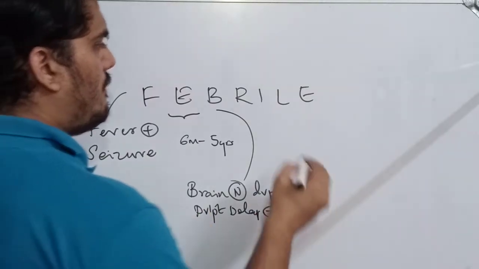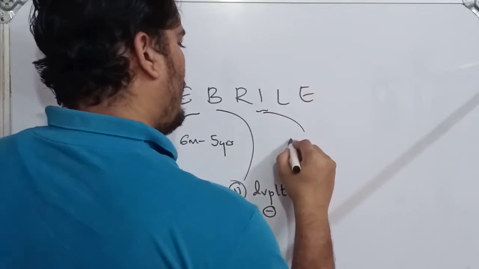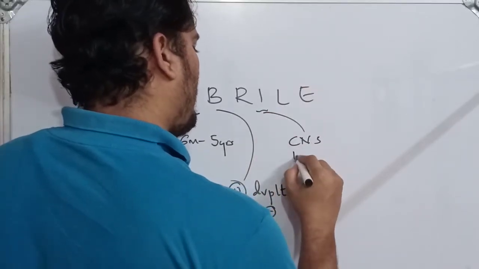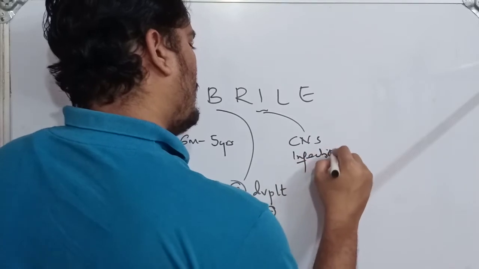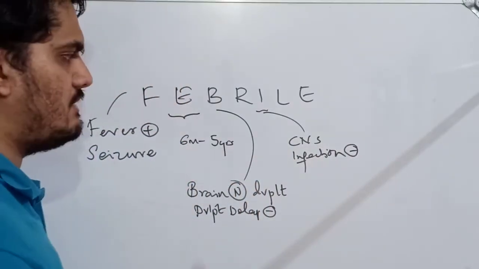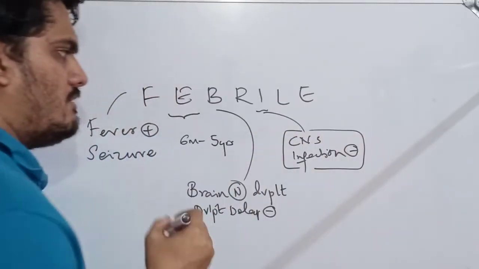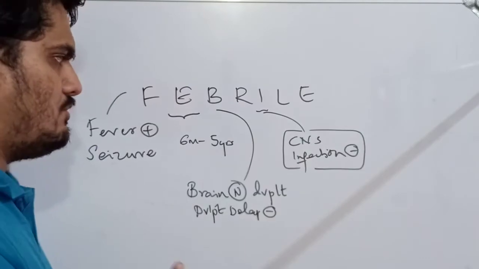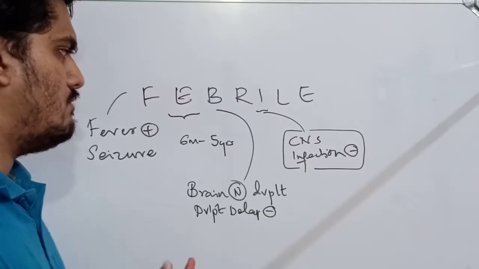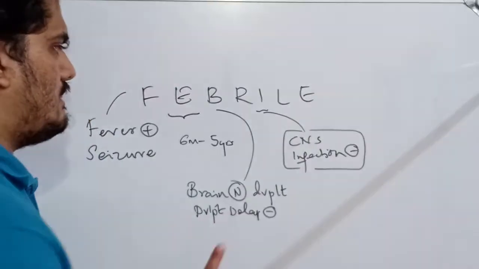The next point to remember is what the letter I stands for. I stands for something known as CNS infection. The baby should not have any evidence of CNS infection, such as signs of meningitis or encephalitis. So the baby should be free from any CNS infection episode. That is the defined criteria.